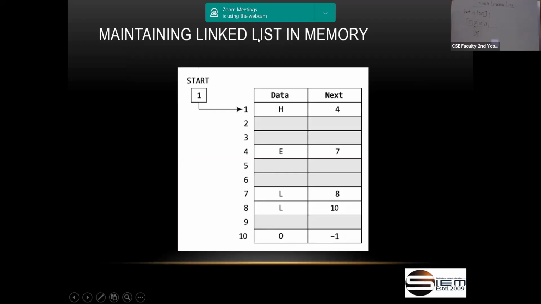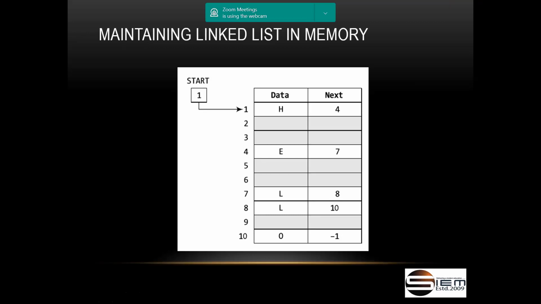Okay. Now see, ma'am, I have a question. Yes. So is a linked list like different arrays linked together, or just the same array?